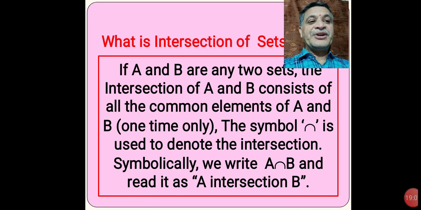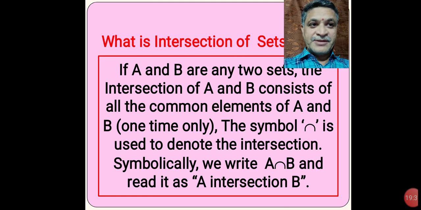How can we find intersection of sets? Intersection of 2 sets means simply you write common elements in both sets. That's enough. If there is a common element, you write those common elements only. If A and B are 2 sets, then the intersection of A and B consists of all the common elements of A and B only one time, not repeating.